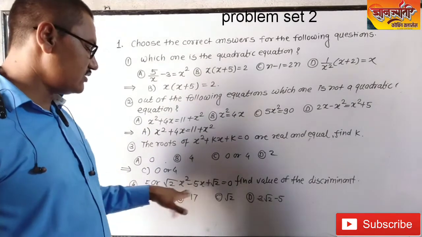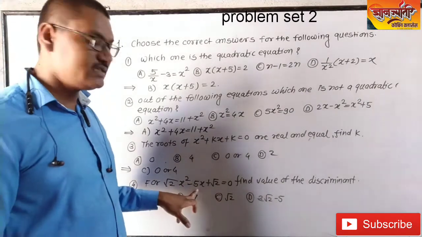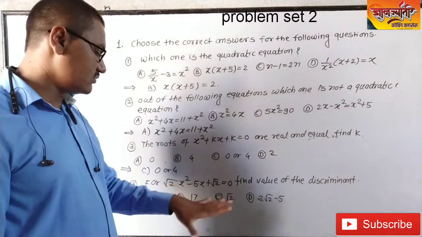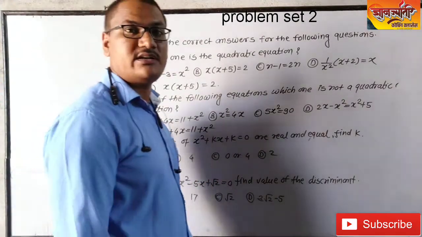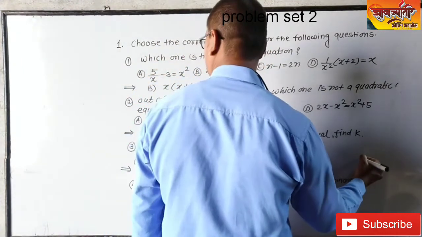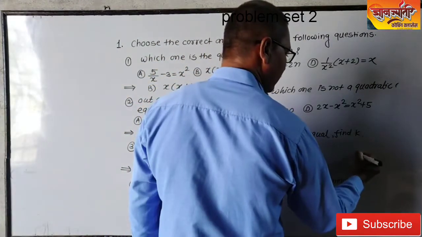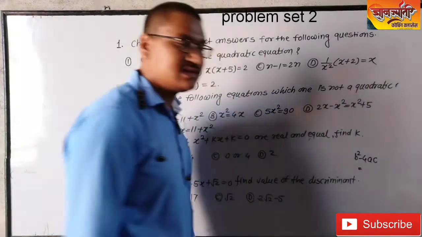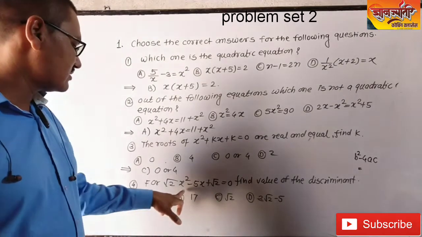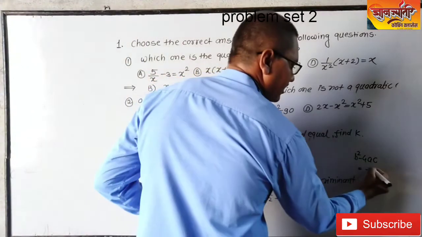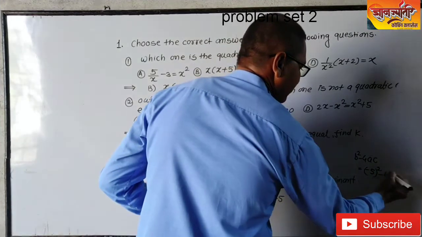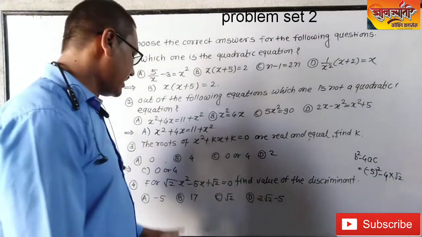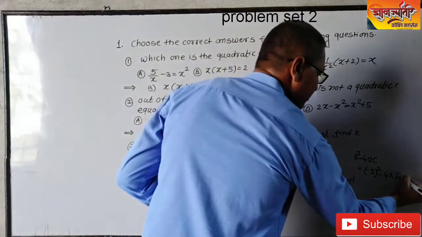Then substitute the values of a is equal to root 2, b is equal to minus 5 and c is equal to root 2 in b square minus 4ac. To find the value of b square minus 4ac, substitute the value of b: minus 5 square, minus 4 into the value of a, which is root 2, and the value of c, which is also root 2.